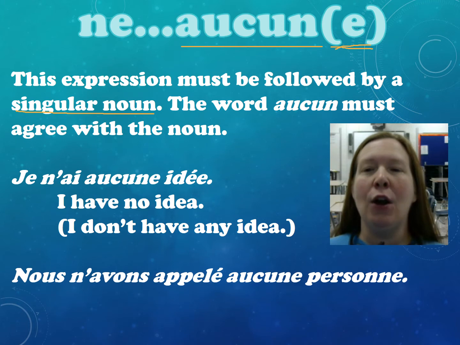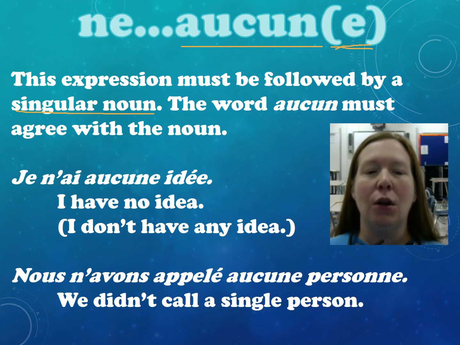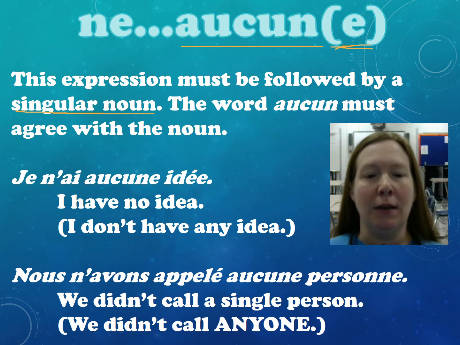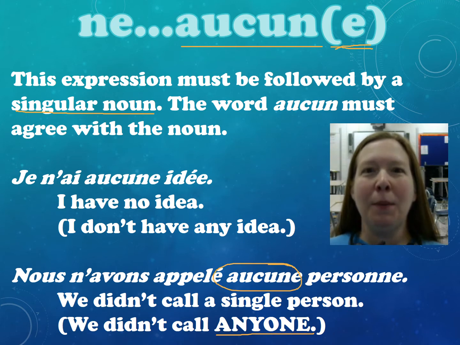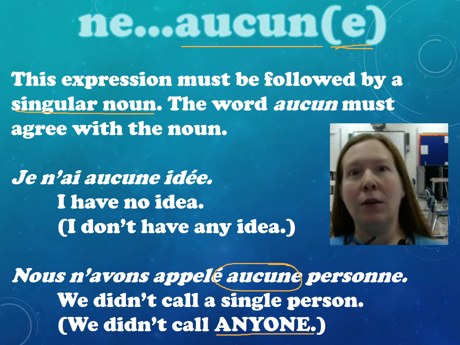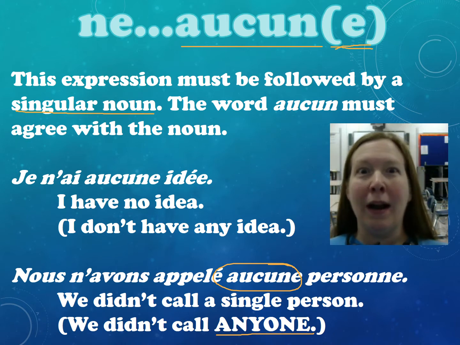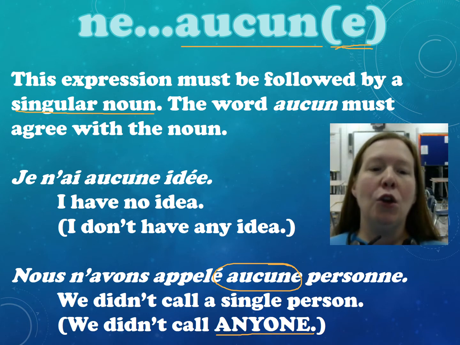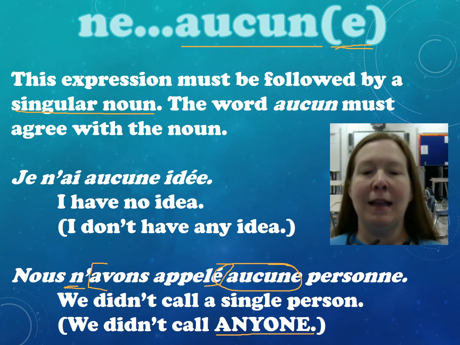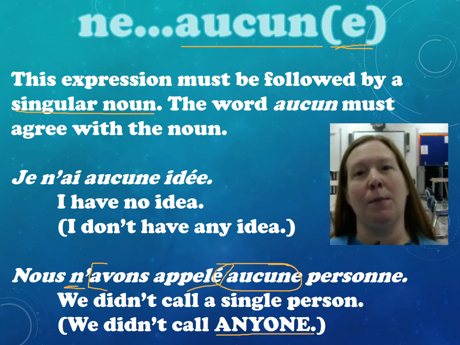Nous n'avons appelé aucune personne. We didn't call a single person, or we didn't call anyone. When you use aucun or aucune, it really puts stress on the fact that there's not a single thing you did, not a single thing that you know or had, or whatever your verb is, like not even one. Aucun. Notice here that the ne and aucune go around the entire passé composé. That's the helping verb and the past participle.